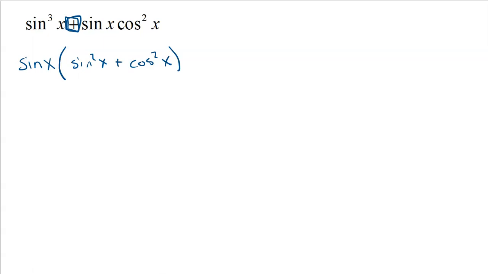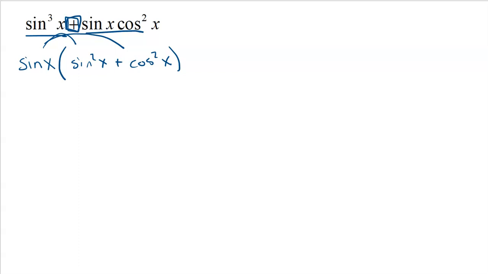If you don't believe me, just distribute. Sine times sine squared is sine cubed. Sine times cosine squared is sine cosine squared. So again, I'm factoring. Both terms had a sine that I can factor out. The first term is left with sine squared. The second term, the sine is gone, so it's just cosine squared.